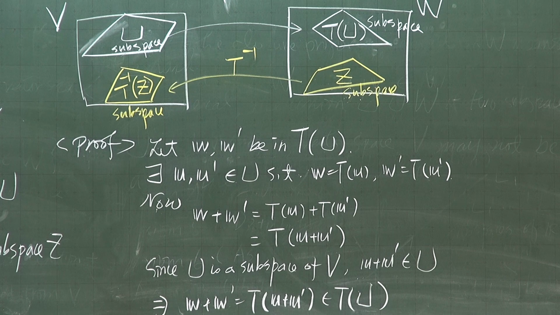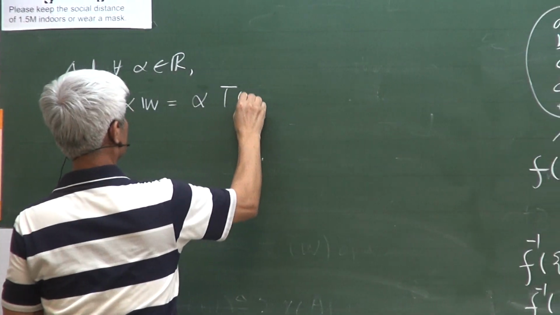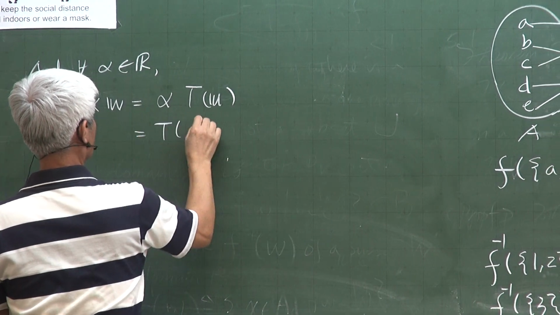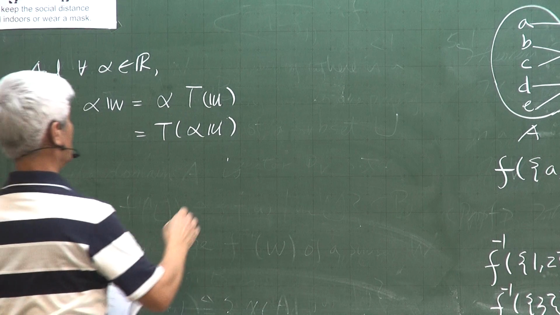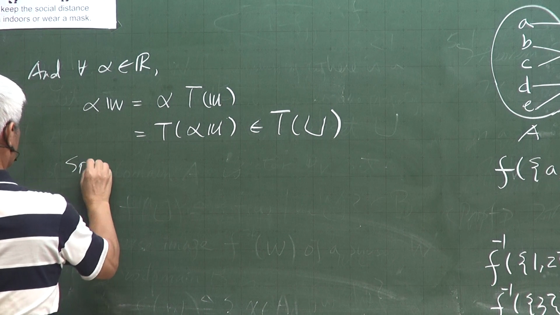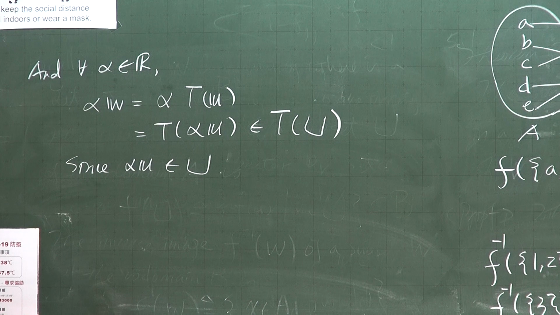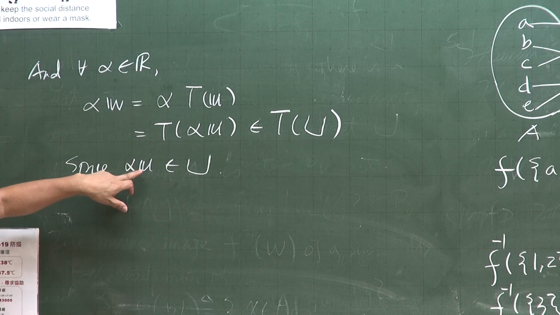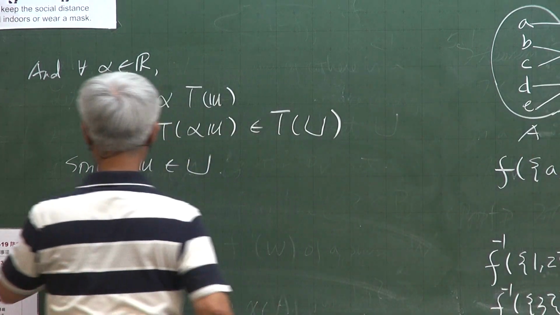And for all alpha, alpha W is equal to alpha TU is equal to T alpha U. And this is in TU since alpha U is in U, because U is a subspace, right? So it is closed under scalar multiplication.